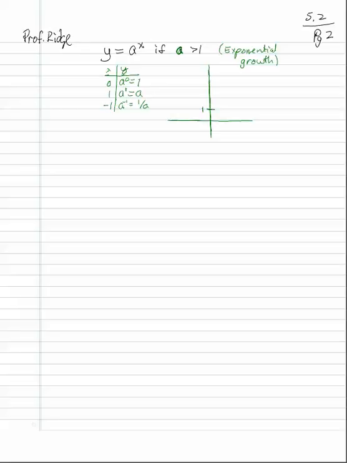So if you do just those 3 points, that gives you pretty much all you need to know for the graph. And then wherever a is, 1, a, 0, 1, and then negative 1, 1 over a. And then we get this curve, the exponential growth curve.